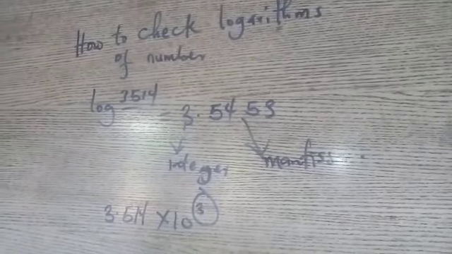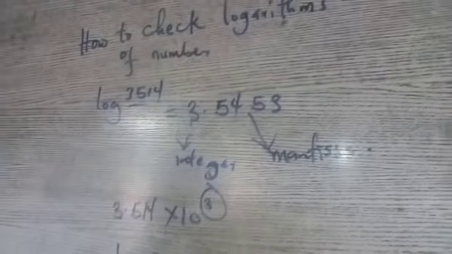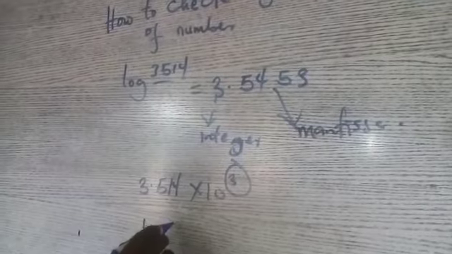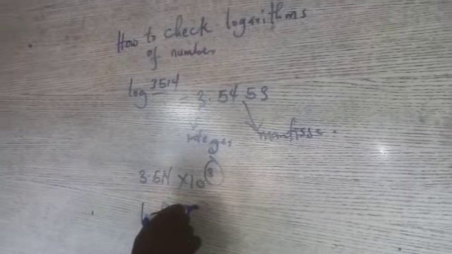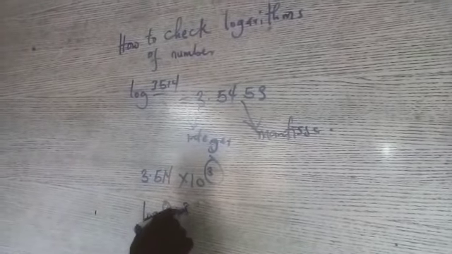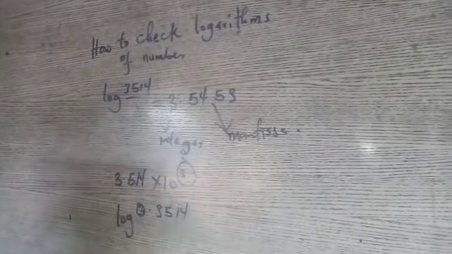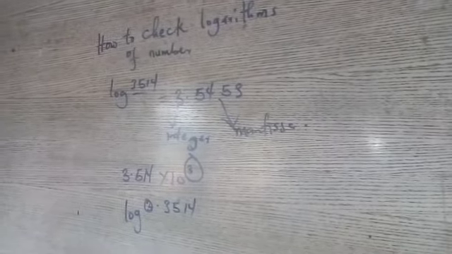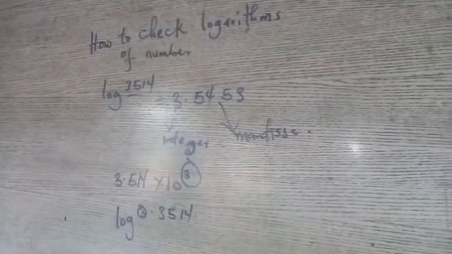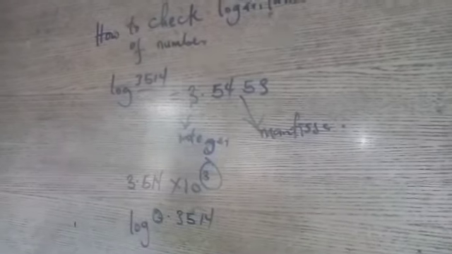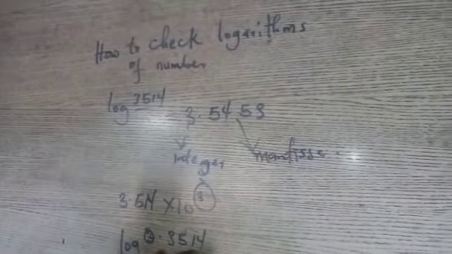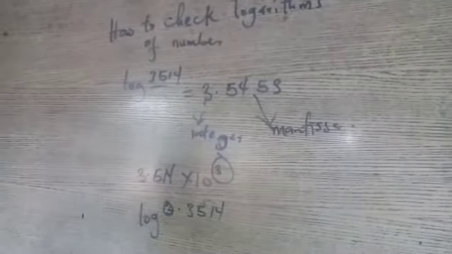Now, what if you have something like the logarithm of 0.3514? How do we get the characteristic? This is how the characteristic is obtained. You make sure you convert this to standard form. After converting to standard form, whatever the power of 10 is, that is the characteristic.